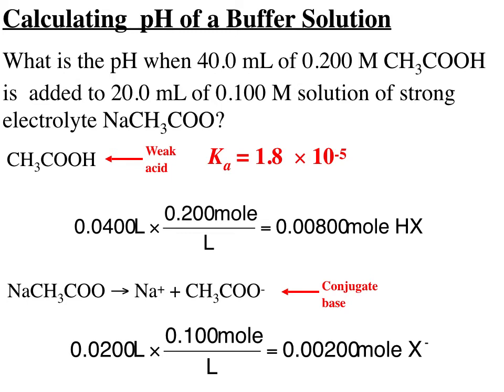So I have 0.008 mole of weak acid, I have 0.002 mole of the conjugate base. I'm now going to stick these numbers into the Henderson-Hasselbalch equation, also using the Ka is 1.8 times 10 to the minus 5.